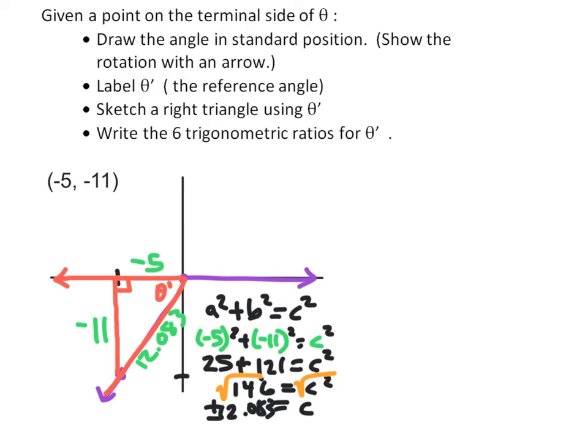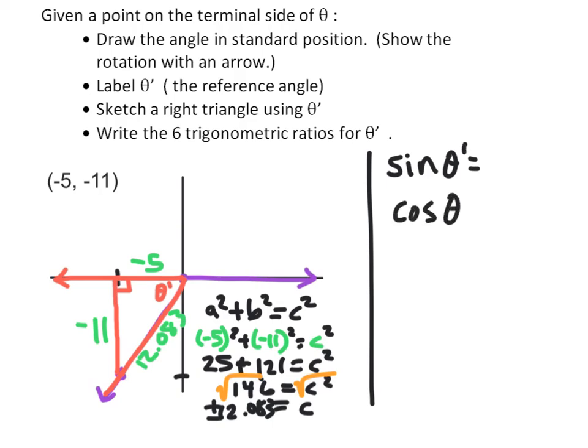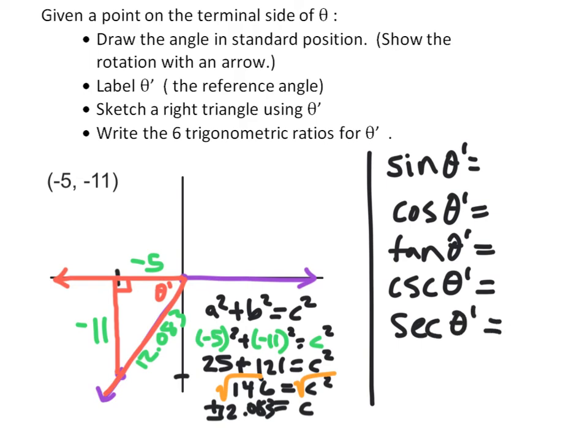Okay, so we have done the steps. We've drawn our original angle. We've labeled theta prime our reference angle. We've sketched the right triangle using theta prime, and we've solved for all three sides. So now we are going to write our 6 trig ratios for theta prime. So sine of theta prime, cosine of theta prime, tangent of theta prime. Then we've got cosecant of theta prime, secant of theta prime, and cotangent of theta prime.